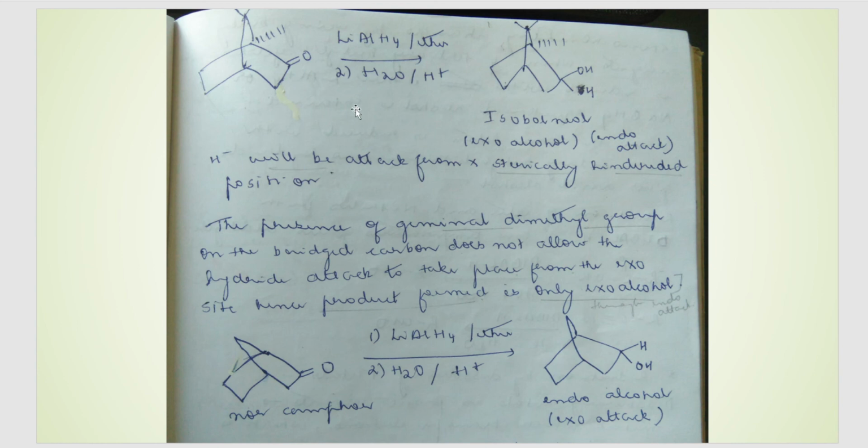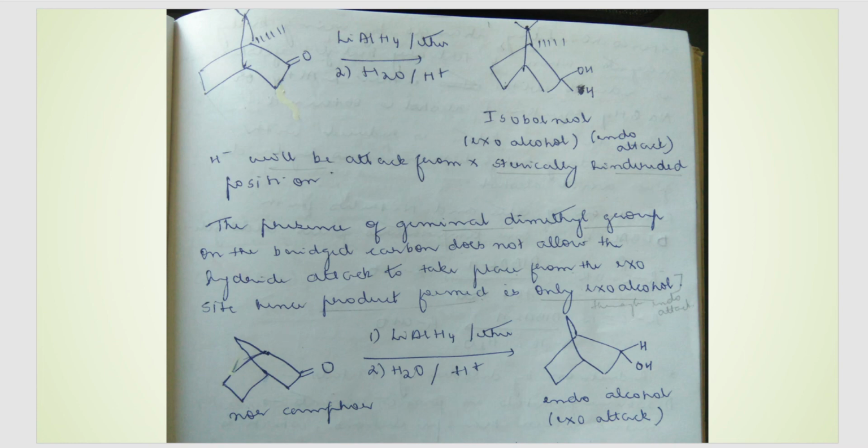You can see here in the case of camphor, on reduction with lithium aluminum hydride, we got an exo alcohol. Exo alcohols are usually obtained due to endo attack, whereas endo alcohols are obtained due to exo attack. So here you can see in this camphor, the H minus will attack from the sterically hindered side.